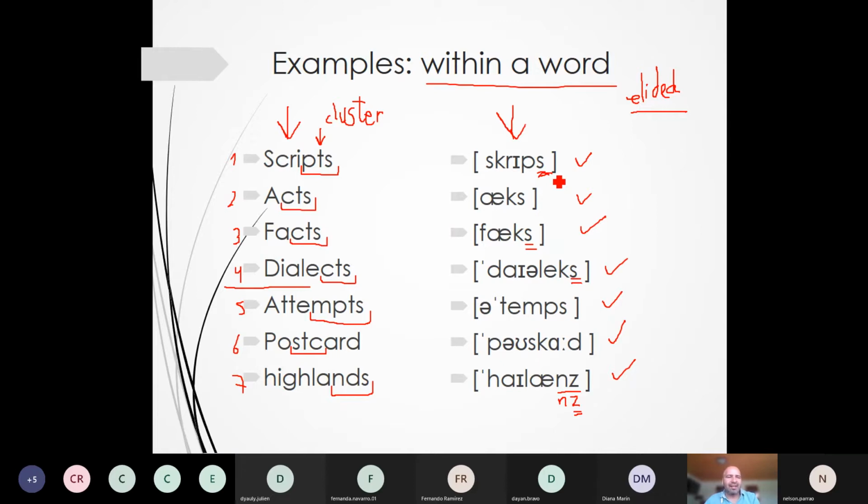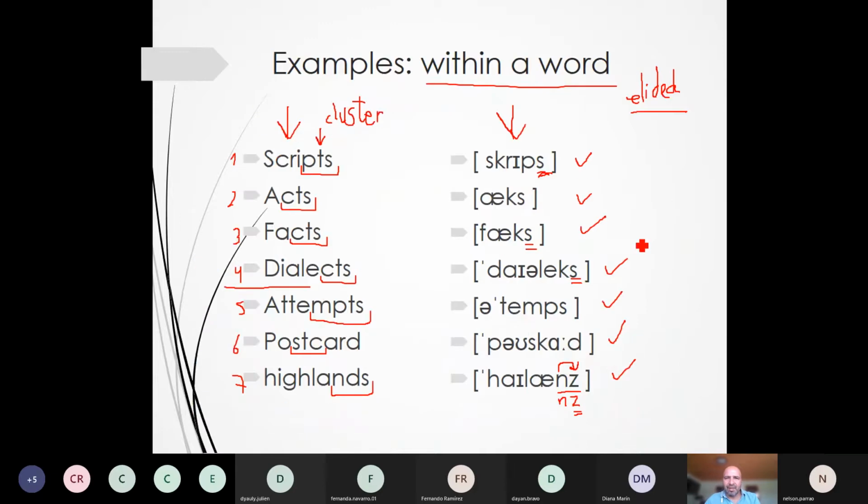Starts with a. Excellent. Assimilation. What kind? Progressive. Progressive, right? Because it goes from the first sound, which is voiced, and the plural marker becomes voiced as well. Exactly. Progressive assimilation. Very well done, Elizabeth.